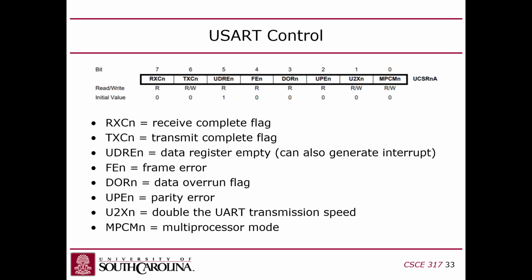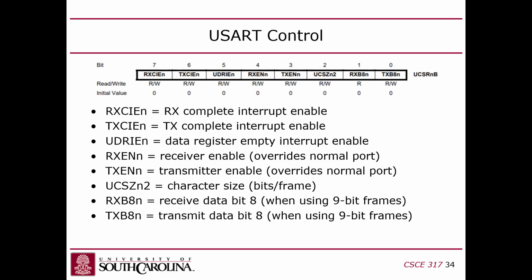And then there's a control register called UCSRnA, and there's flags in there. Actually, there are 3 control registers, A, B, and C. This is the first of the 3, A. There are flags in here that indicate whether the receive is complete and the transmit is complete. These are used to synchronize the software with the transmission of bytes over the link. There's an error flag and a parity error flag, and things that the software can check.